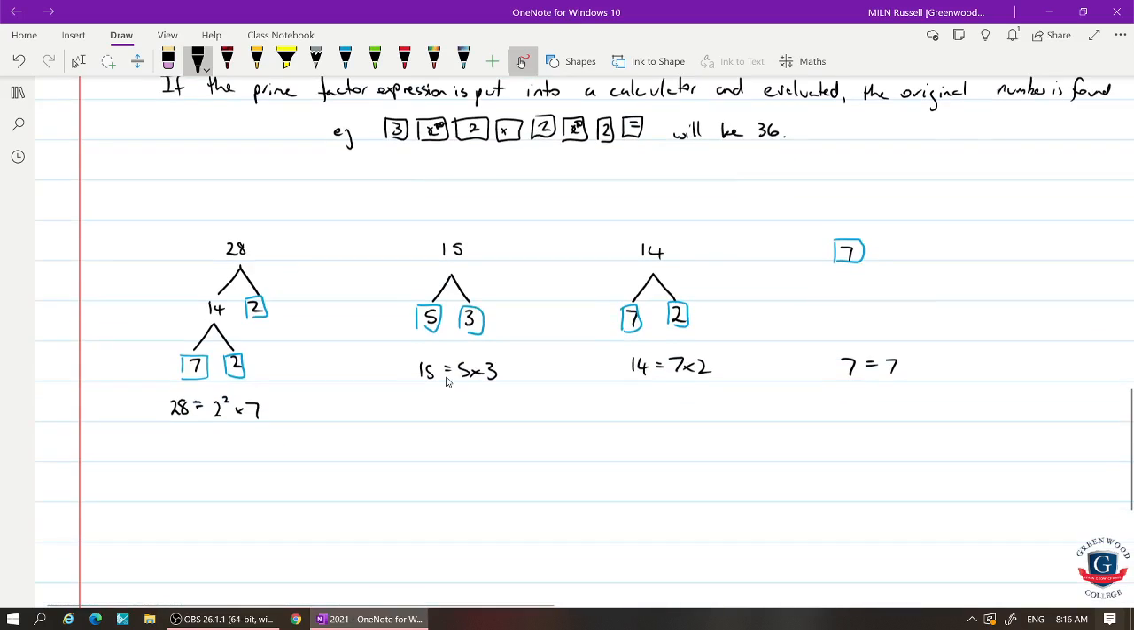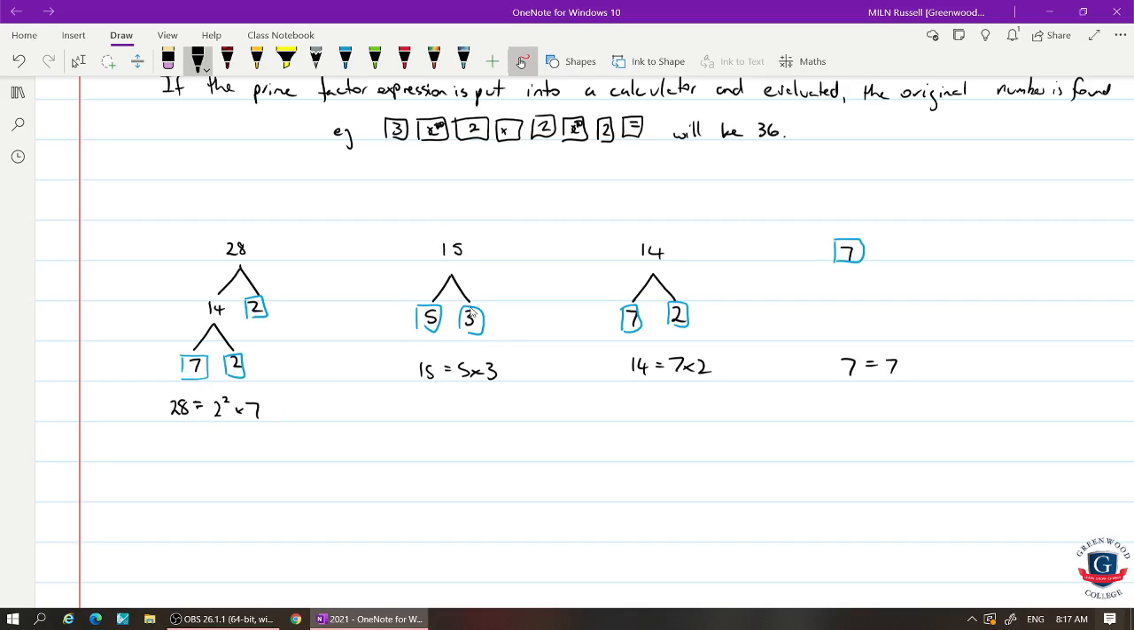Here's a few more examples. 28 has factors of 14 and 2. Circle the 2. Put a square around the 2 in this case. 14 is a composite number, split again. 7 and 2. The prime factors of 28 are 2 squared and 7.